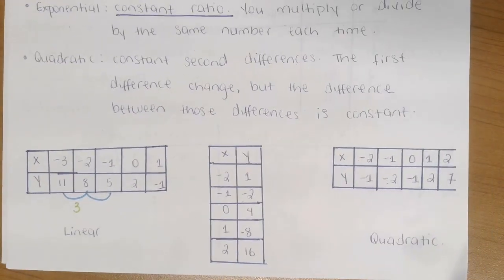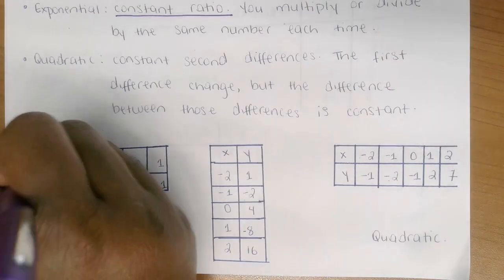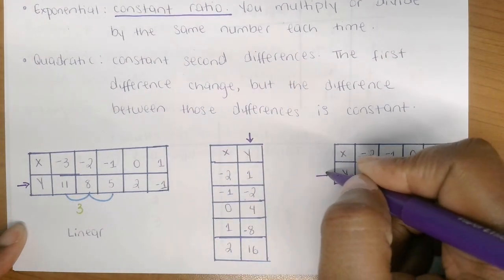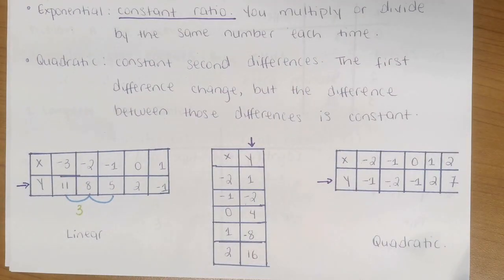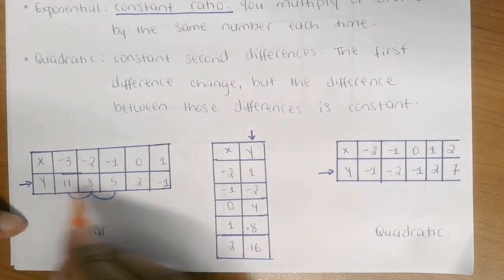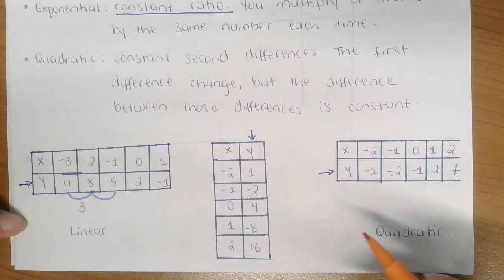The tables below. We realize that we're always focusing on our y column, always, right? If you're given a table and they say, what is this function? You always focus on your y values. The next thing you're going to do is ask yourself, are the numbers in the y increasing or decreasing? Or are they fluctuating?